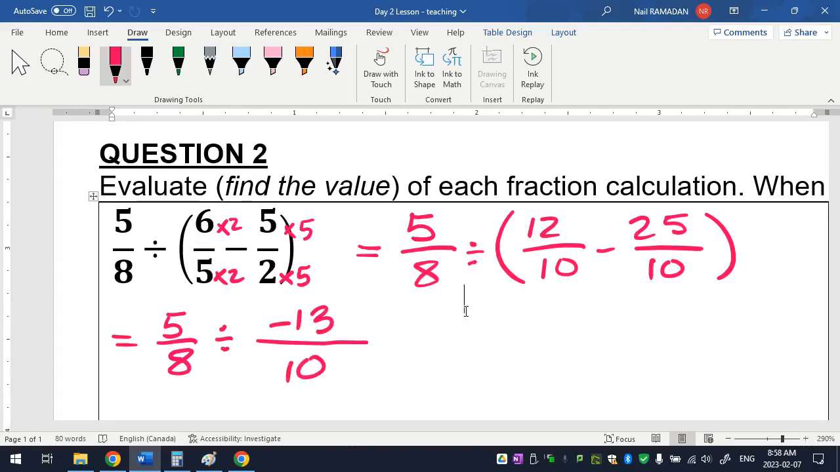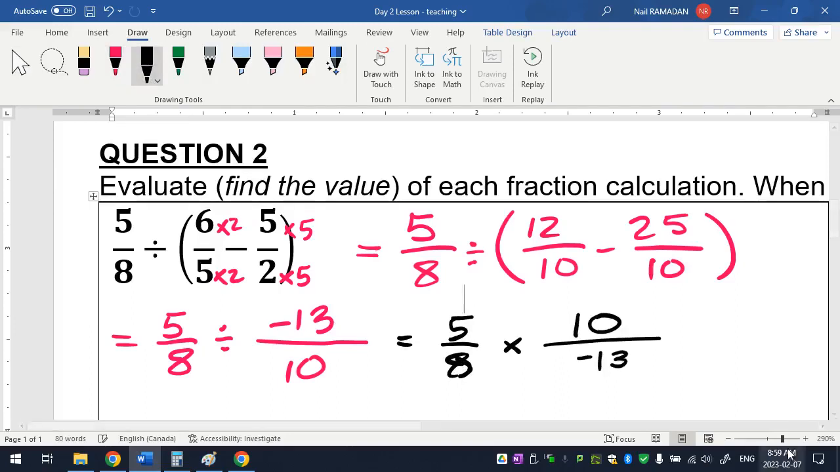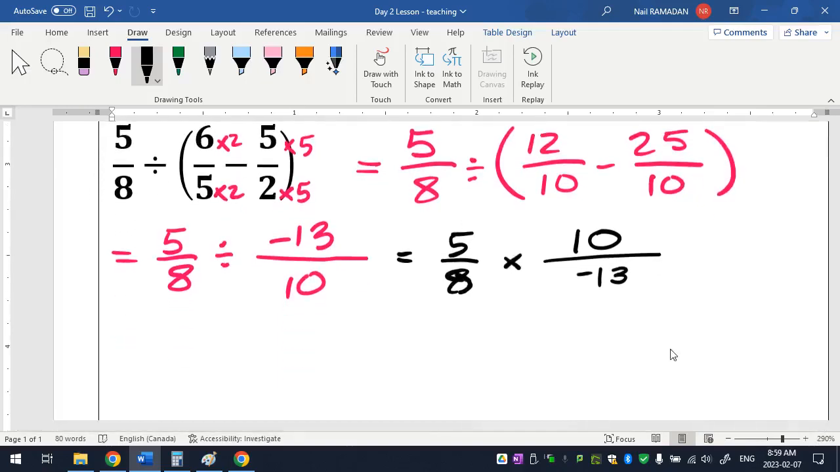What do I do now? I'm dividing. Do I flip the first or the second one? The second one. You never flip the first. So 5/8 stays the same, and you get the reward of multiplication. And this becomes 10 over negative 13. Great, we're almost done. So what do I get here? 5 times 10 is 50. 8 times 13 is negative 104.